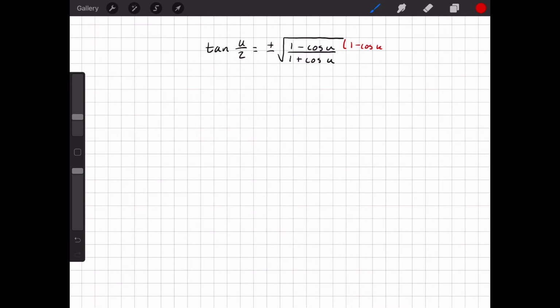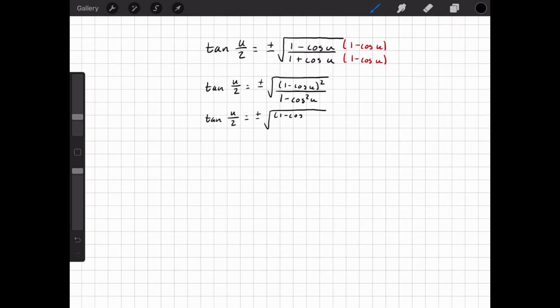To find the second identity, we want to multiply the denominator by its conjugate of 1 minus cosine of u. By simplifying this, we get (1 minus cosine of u) all squared in the numerator, and 1 minus cosine squared of u in the denominator. 1 minus cosine squared of u is sine squared of u, which allows us to have the squares and the square roots cancel each other out.